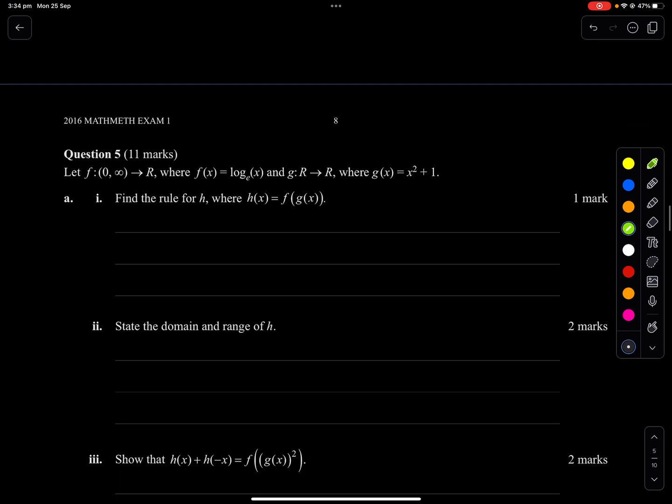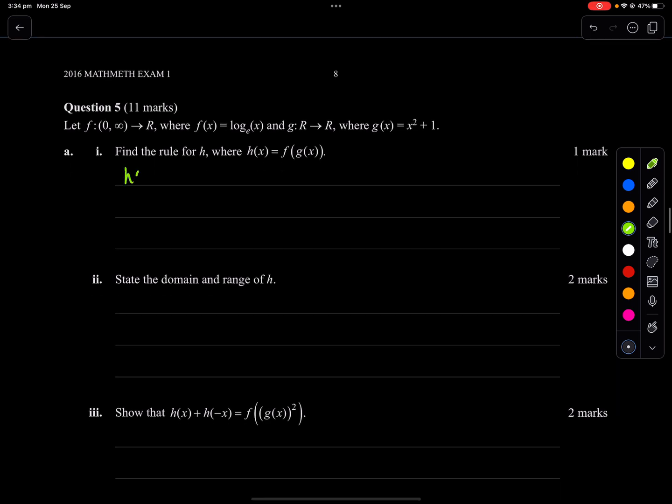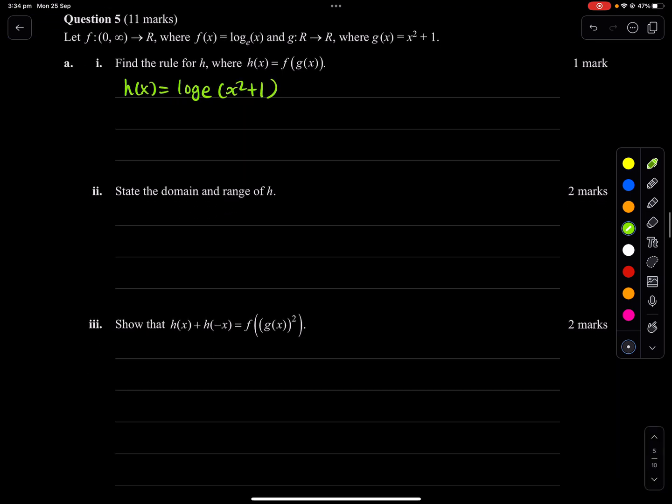Question 5. If f of x is that, and g of x is that, find the rule of h. Okay, nice. So h of x is just, f is log e, what's x squared plus 1. That's it. State the domain and range of h. Okay, so your domain is the same as the domain of g, the inner function, which is all reals. So your domain of h is all reals, and your range of h is what?